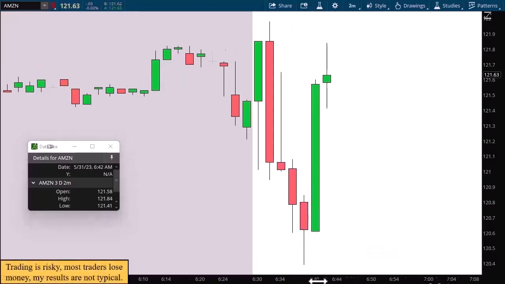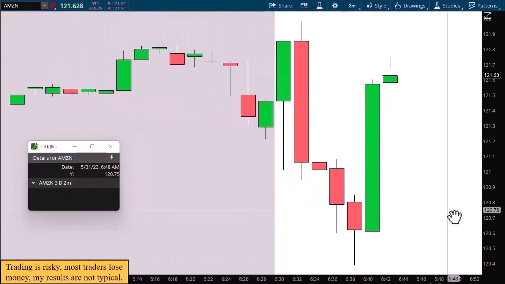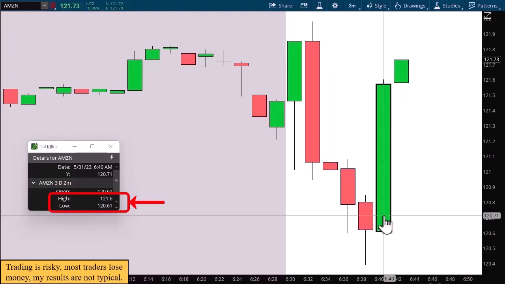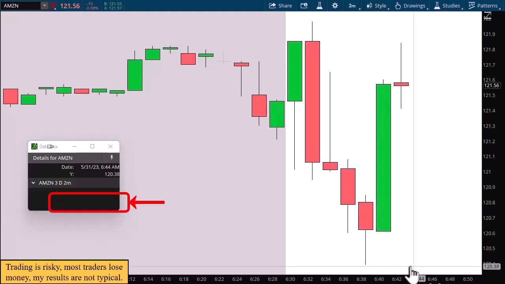First of all, let me arrange the charts here a little bit so you can see it better. Look at the high and the low. You can see it over there in the data box on the left, and that's one of the most important things that a lot of people don't consider. The high of the bar is 121.60, the low of the bar is 120.61. So if we were going to enter above the high of the green bar and place our stop below the low of that green bar, then we'd be risking roughly almost $1.